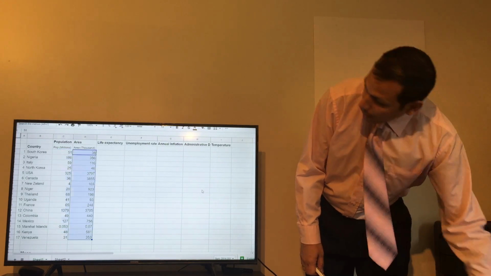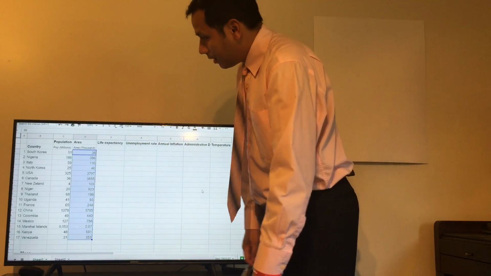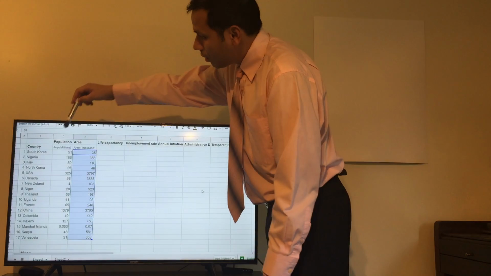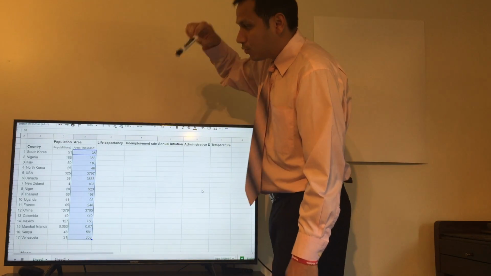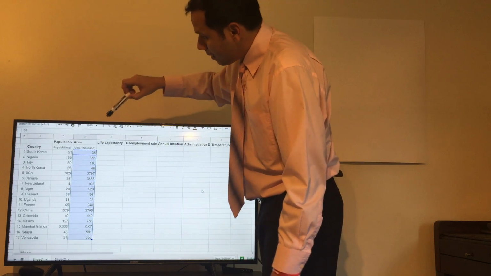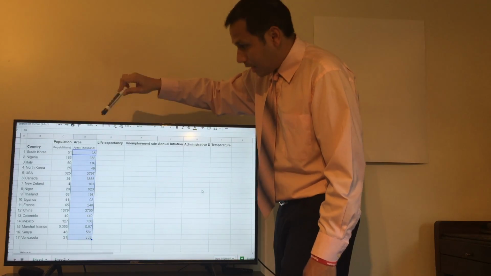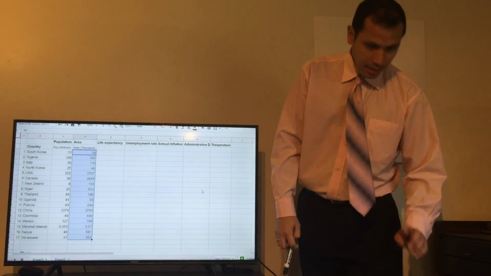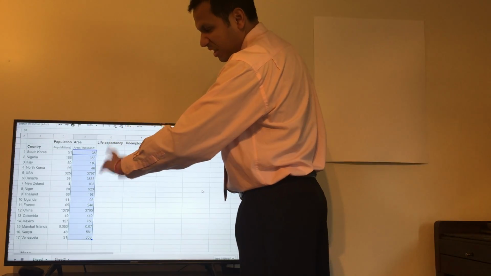The other thing they found out was the area. That is the area in thousands of square miles. So, for example, South Korea has 38,000 square miles. Nigeria has 356,000 square miles, and so on. Those are actually just gonna be a reference.